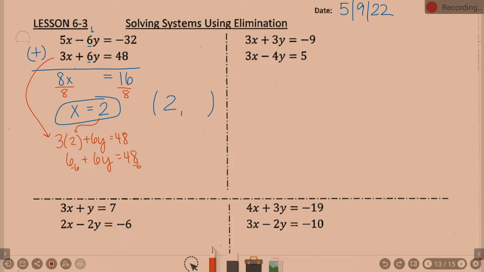Subtract the 6. 6 minus 6 will cancel. 6y equals 48 minus 6, which is 42. This is the same mistake you made earlier when you were subtracting up there, or not necessarily a mistake, but you just didn't give the other part. Okay, 6y equals 42. What do we do here? Divide by 6. And y is 7.